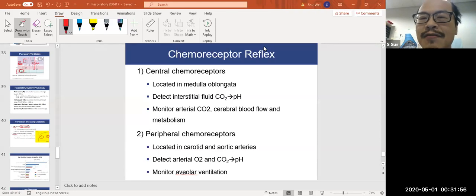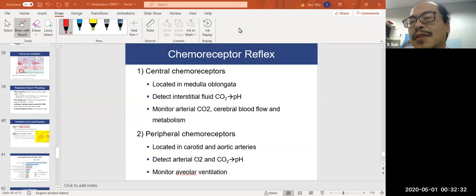And so from there, we need to know what's the mechanism by which our blood carries these gases, the O2 and the CO2. And so that's the point.